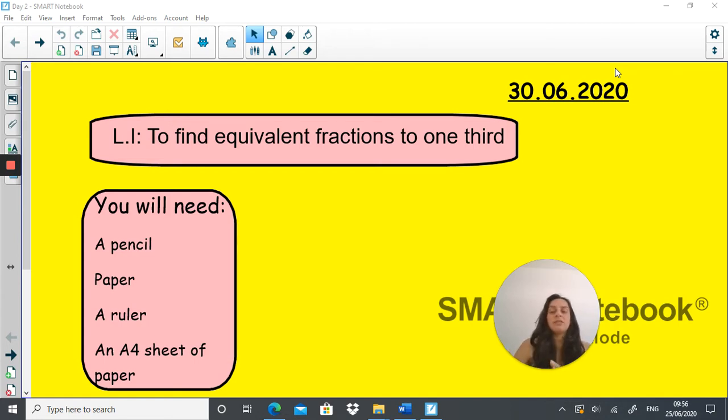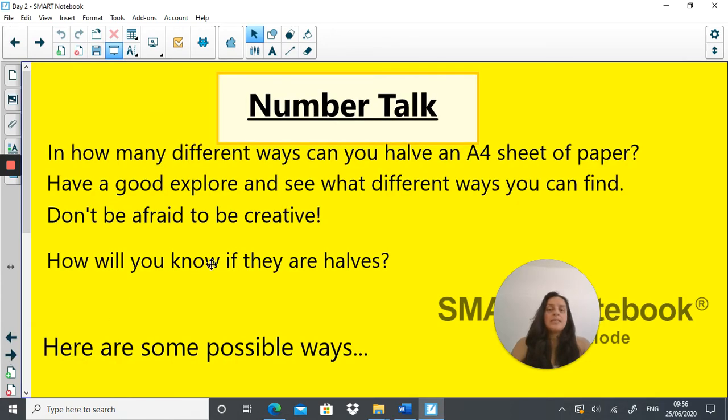You need a pencil, some paper to write on, a ruler, and if you can, an A4 sheet of paper would be really helpful. So number talk. In how many different ways can you halve an A4 sheet of paper? Have a good explore and see what different ways you can find. Don't be afraid to be creative.